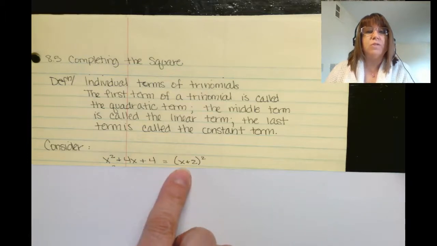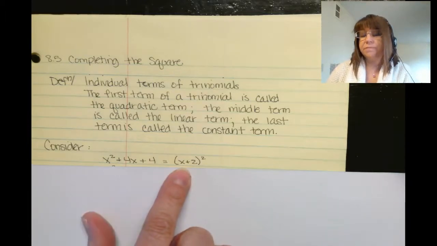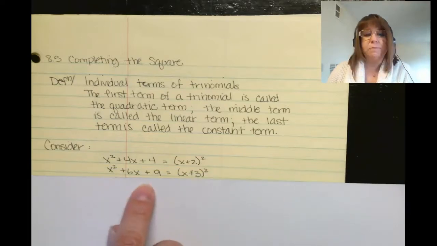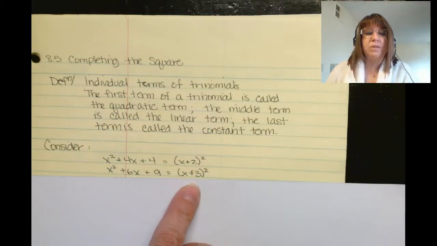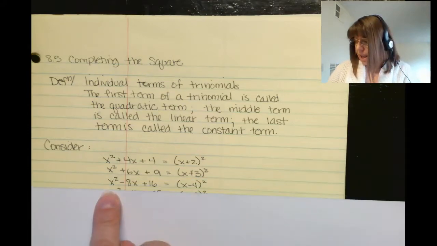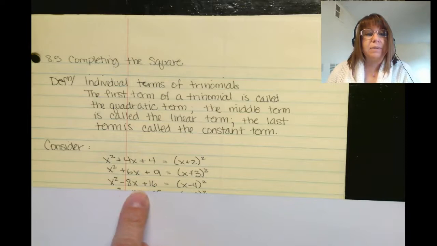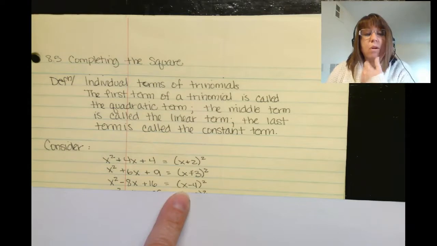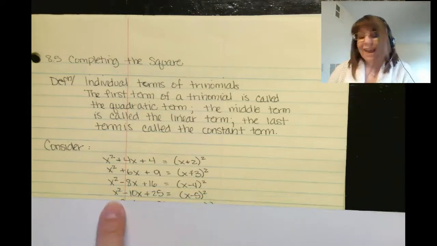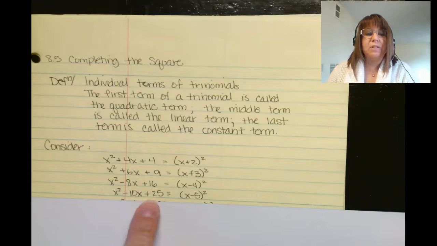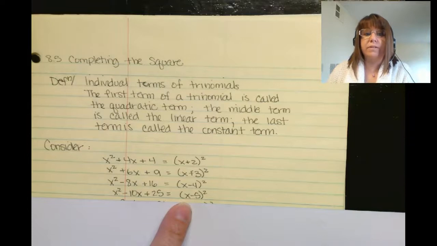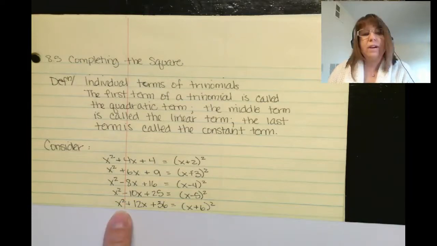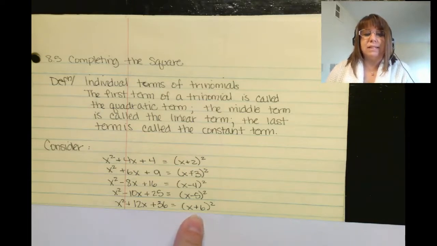We can factor that to (x plus 2) squared. x squared plus 6x plus 9, we can factor to (x plus 3) squared. x squared minus 8x plus 16, we can factor that to (x minus 4) quantity squared. x squared minus 10x plus 25 will give us the quantity (x minus 5) squared. And x squared plus 12x plus 36 will give us (x plus 6) squared.